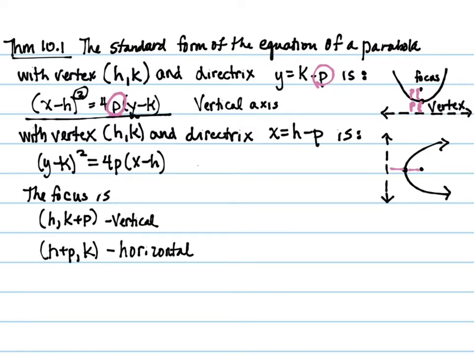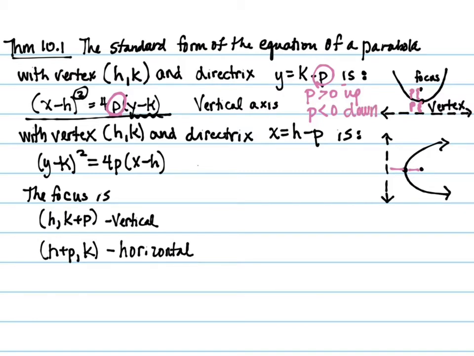This piece right here has to do with shifting it up and down, so it's not the direction it opens. So it's either the 4, which is also positive, or the p, which we don't know, that determines whether it opens up or down. So in particular, if p is positive, it's going to open up. And if p were negative, it would open down.